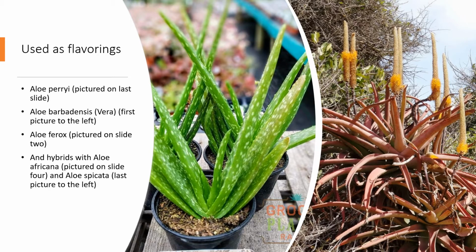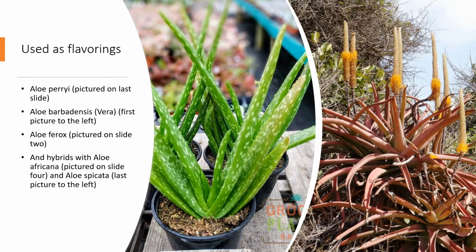We also have aloes that are used for flavorings. We have aloe perii, which was pictured on your last slide. We have aloe barbadensis or aloe vera, which is what we know there. It says first picture to the left, but it's actually the middle picture there. That is the small aloe that we keep around, most of us do, for burns. It's the one that multiplies really rapidly but doesn't make a very large plant.